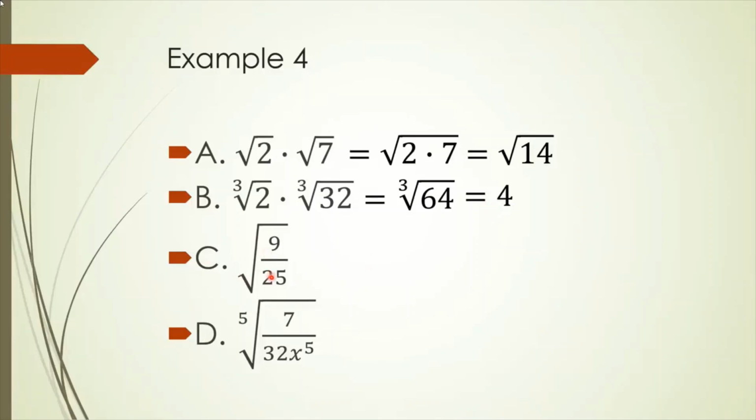Square root of 9 25ths, I can take the square root of the numerator, square root of the denominator. Square root of 9 is 3, square root of 25 is 5, so that would be 3/5.